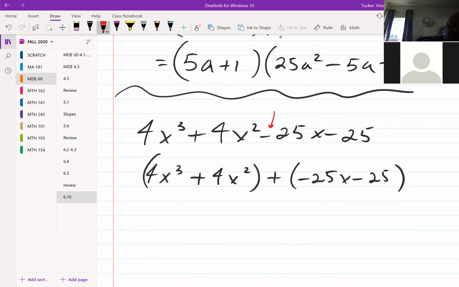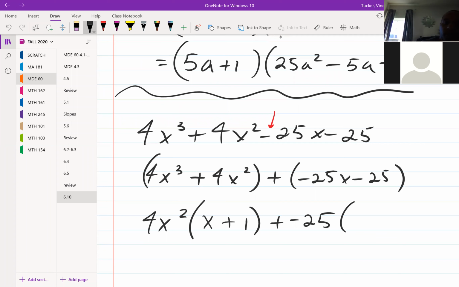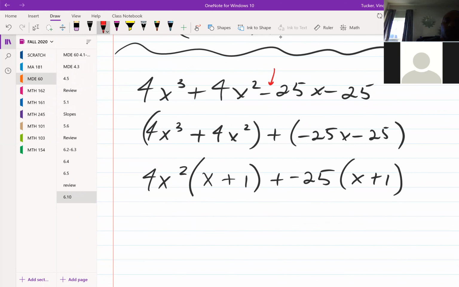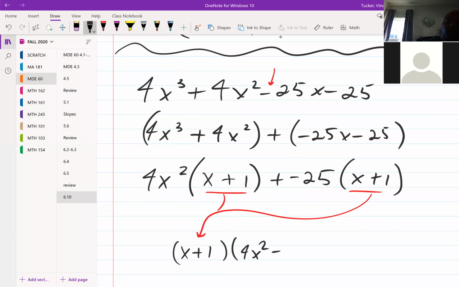Factor out your GCF. It's going to be 4x squared. That'll leave you x plus 1. The next one will factor out negative 25. That'll leave us with x plus 1 as well. X plus 1s, bring them out front. What's left in the parentheses is the 4x squared minus 25.